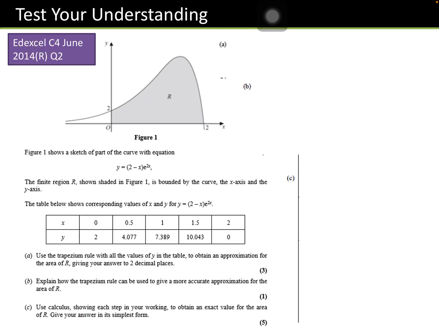Right, I want you to pause the video now. I want you to have a go at this question, and then we will have a look through it, and I'll get you moving on to the next part. So pause, have a go, and we'll have a look at the next bit.